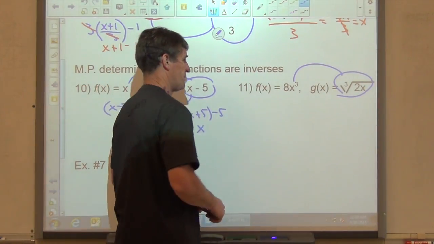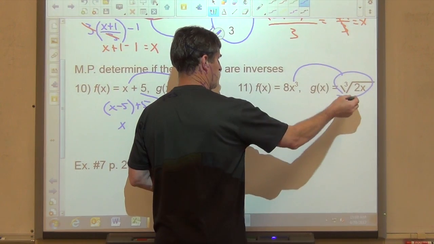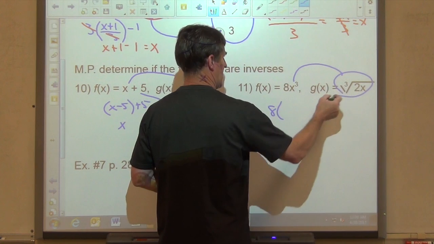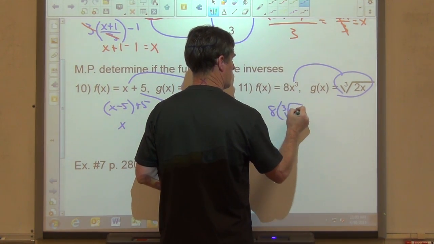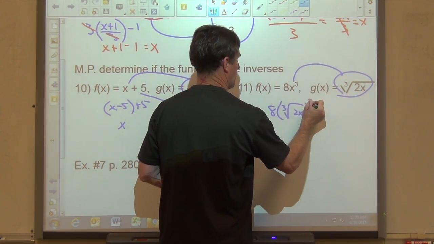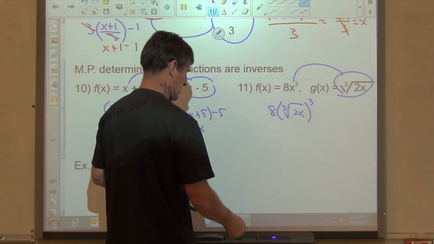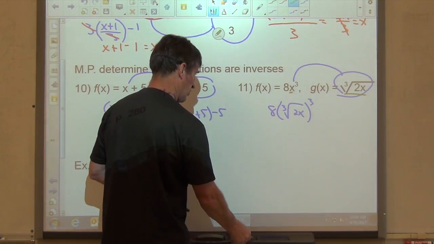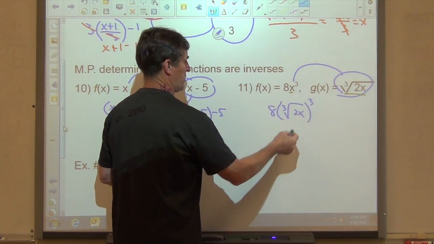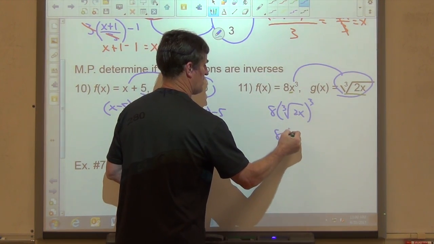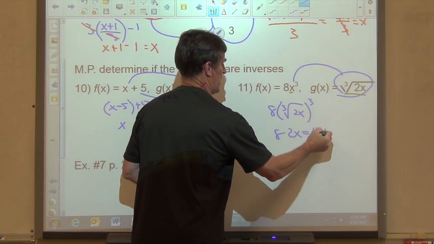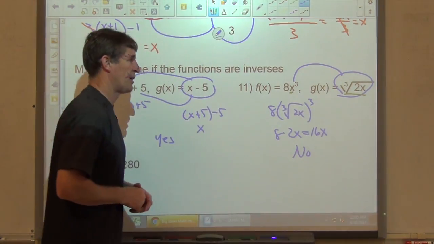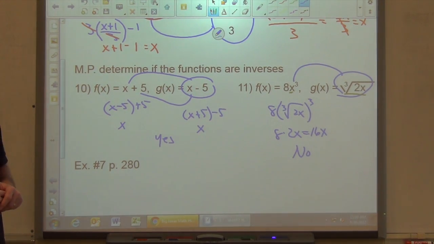If we do this one, we're going to replace the x with this, so we get 8, and then we replace the x with the cube root of 2x, and then we cube it, because we have that cube there. Remember, we just took this and plugged it in for x, so we still have that cube. The cube and the cube root cancel, so we get 8 times 2x, which equals 16x. And you don't have to try it the other way. If it doesn't work one way, the answer is no. And so those would not be inverse functions.